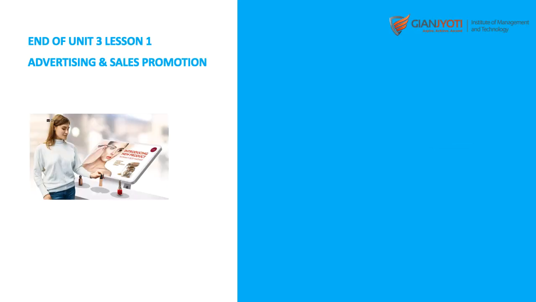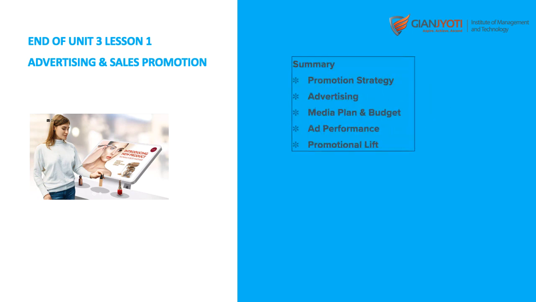So that is all on lesson 1, unit 3. And if I have to summarize, we talked about the promotion strategy, we talked about advertising, and we saw how sales promotion is different from advertising. Then we talked about the media plan and budget, and how to check the performance of your ad. And finally, we talked about promotional lift and retail lift.